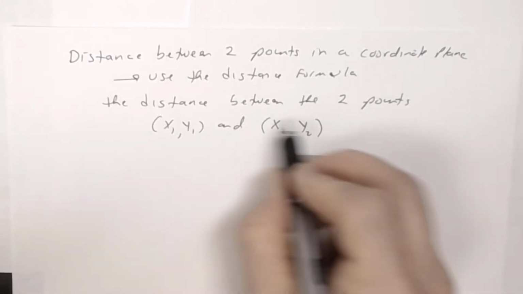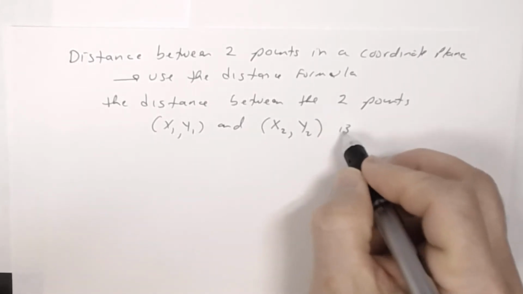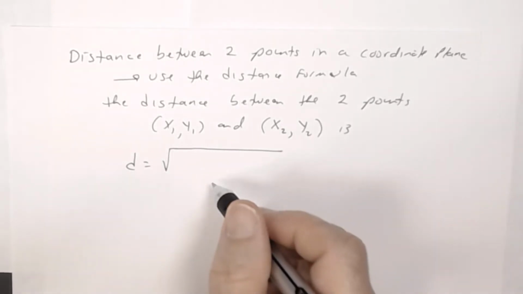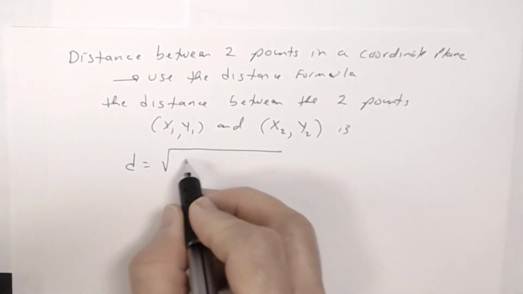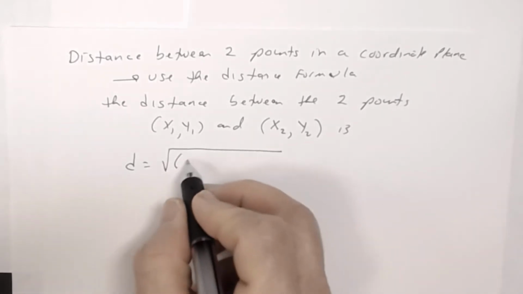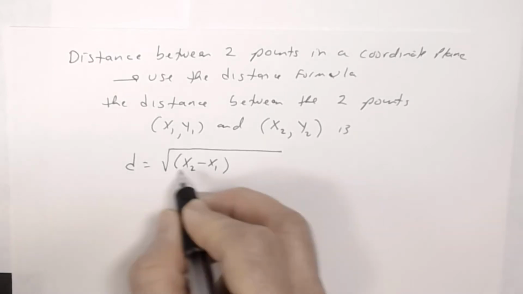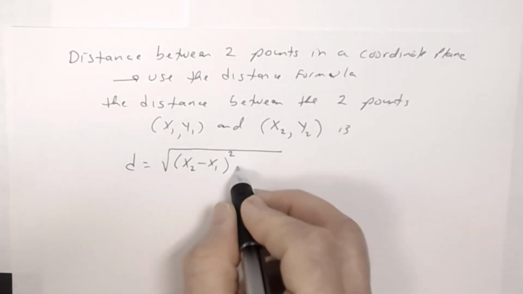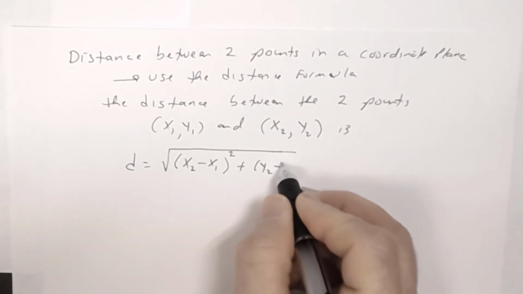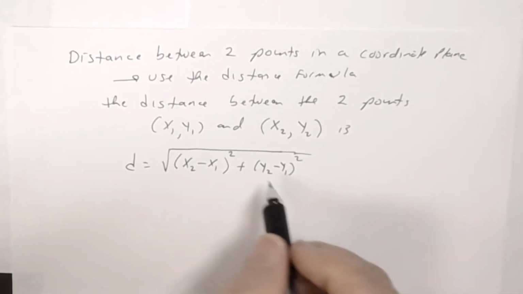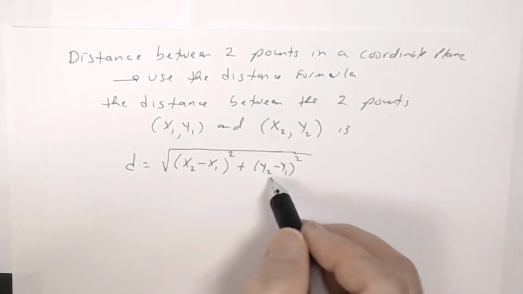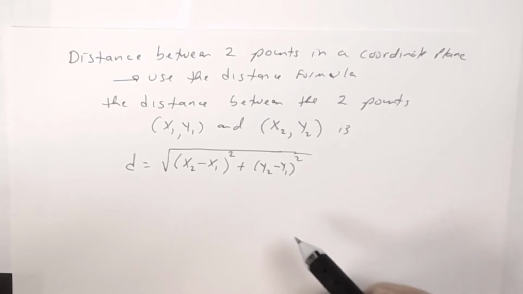Then the distance between these 2 points is, and here's the distance formula. So the distance is the square root of, and you're going to see where that comes from in a little while, okay? But just write this down for right now. It's going to be the square root of, and basically you're going to subtract your x coordinates from each other. So you're going to say x2 minus x1, whatever that is, you're going to square it, plus, and then you're going to do the same thing with the y coordinates. You're going to say y2 minus y1 squared. Okay? So you subtract the x coordinates from each other and you square. Subtract the y coordinates from each other and you square it, and then you add them up. So that's the distance formula.